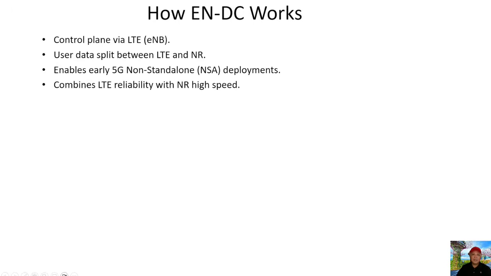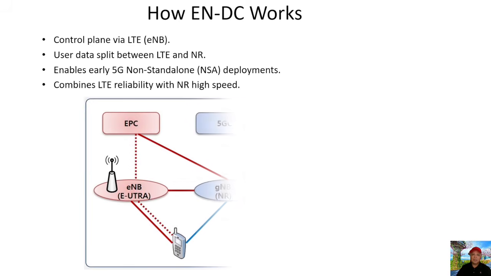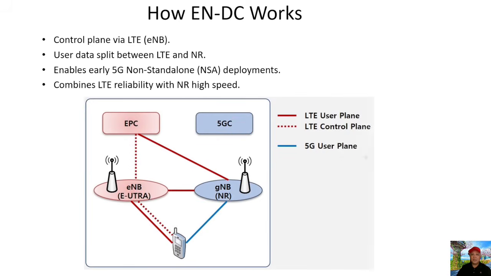In EN-DC, the control plane runs over LTE, while user data is split between LTE and the New Radio. This approach enabled early 5G deployments to use existing LTE coverage as an anchor, while New Radio handled high-speed data. It's the backbone of non-standalone 5G systems.